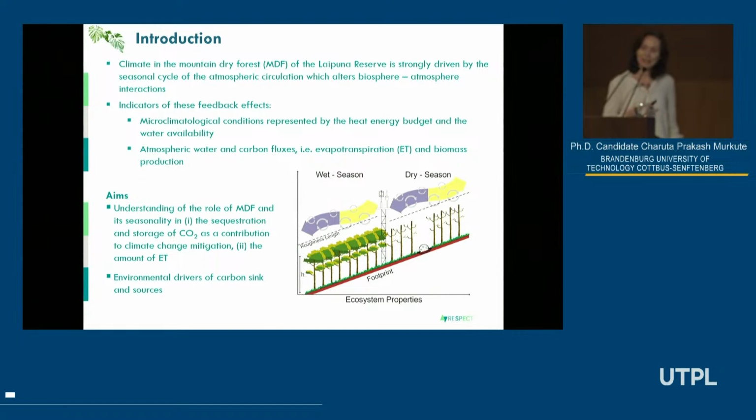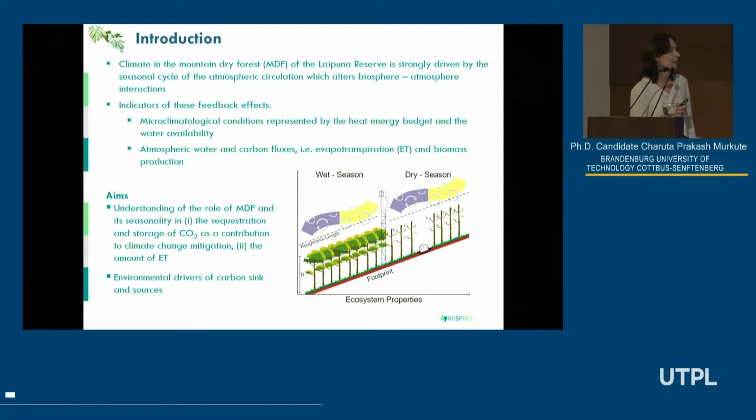And an additional indicator, and that is particularly our focus, are the atmospheric water and carbon fluxes. And the processes behind are the evapotranspiration and biomass production, so our target functions in the RESPECT research unit. And what we aim to disentangle is to understand the role of the mountain dry forest and its seasonality in the sequestration and storage of carbon as a contribution to climate change mitigation. So CO2 is a strong greenhouse gas, and the amount of evapotranspiration, and also we aim to disentangle the environmental drivers of carbon sinks and sources, particularly in the seasonal cycle.